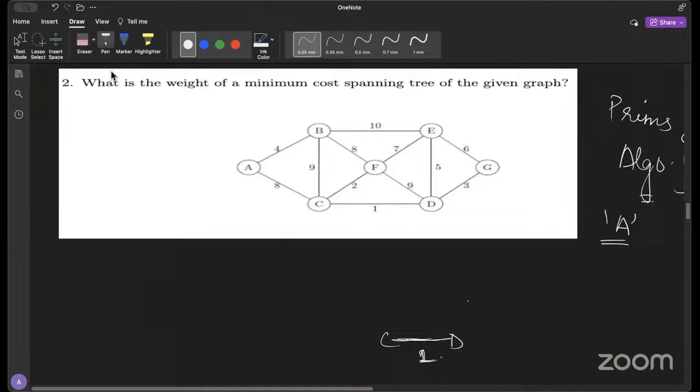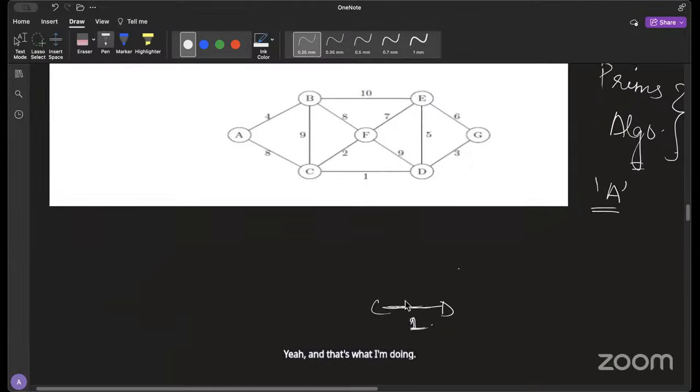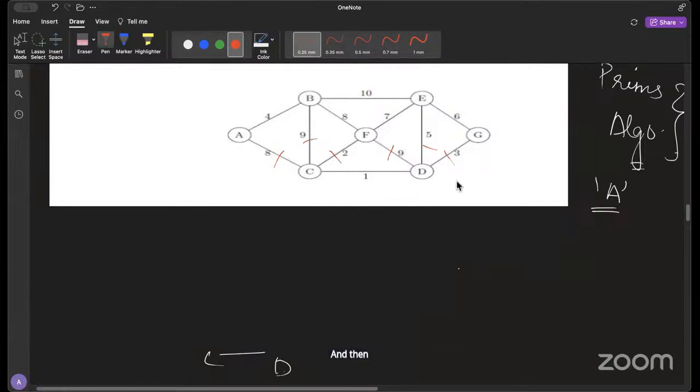Ma'am, can you solve this question? Yeah, that's what I'm doing. CD. So you take CD first. Then next, you can take this edge. This edge and this edge have already been considered, and then this one and this one. So you have to choose the minimum out of these ones. And the minimum is this, right? So next you draw this one.